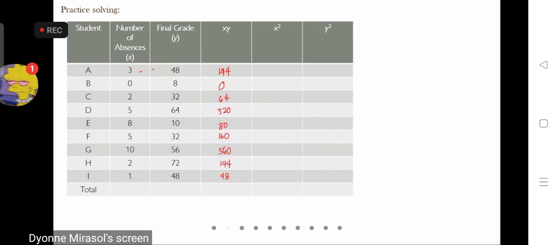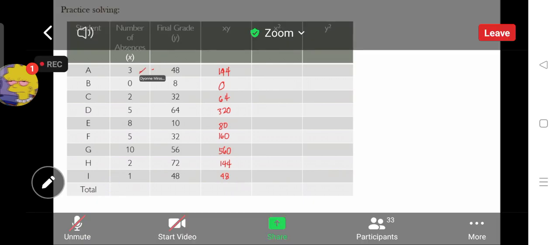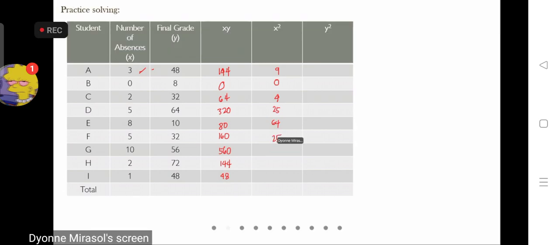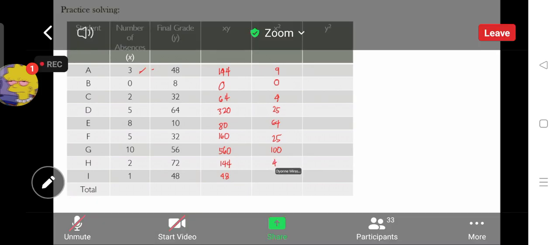So x squared, so this column na sad, x squared. 3 squared, 9. 0 squared is 0. 2 squared, 4. 5 squared, 25. 8 squared, 64. 5 squared, 25 again. 10 squared is 100. 2 squared, 4. And then 1 squared is 1.